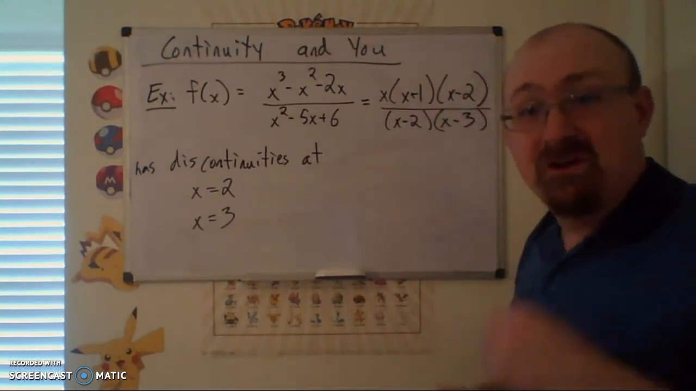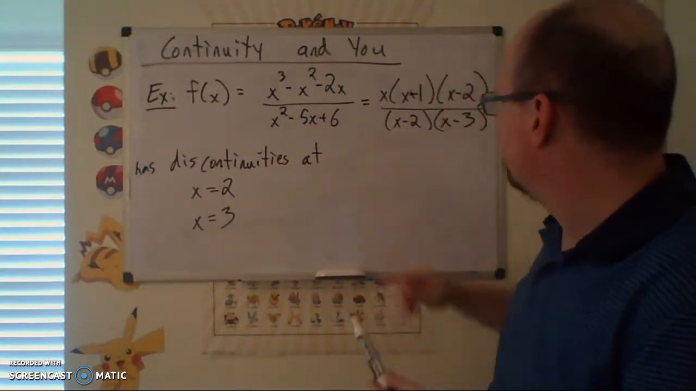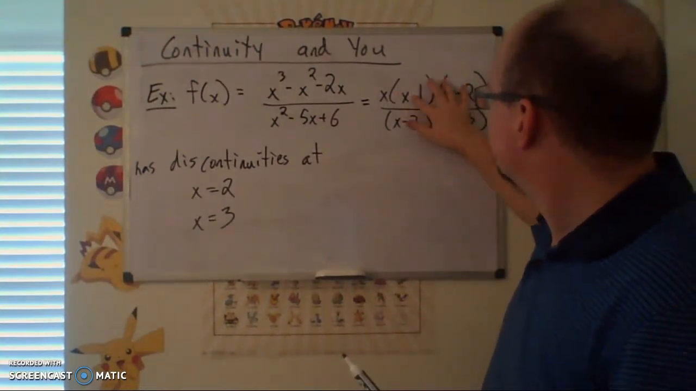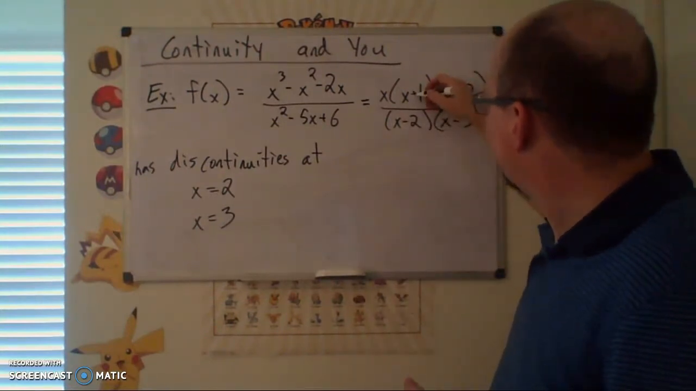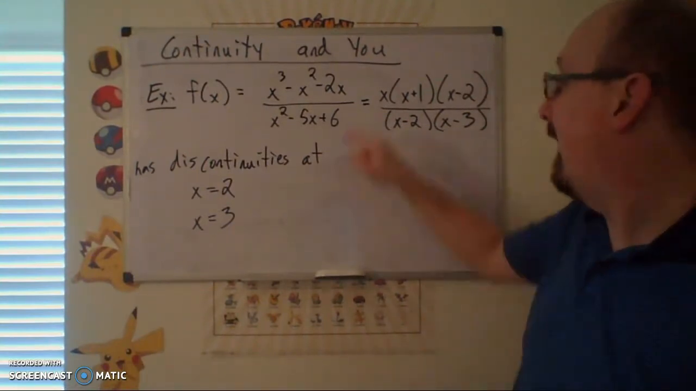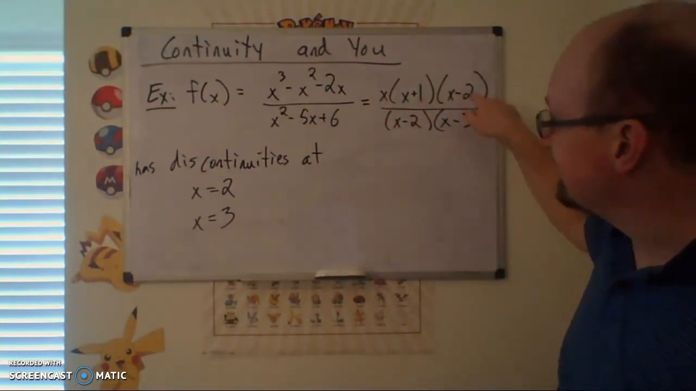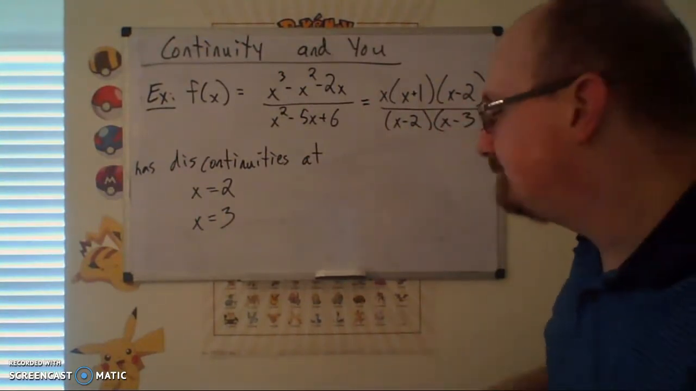You should be able to confirm that that's how that breaks down. That's one of the ugliest plus symbols I've written in the last 5 minutes. Still not great, but at least it looks moderately like a plus now. So x times x plus 1 times x minus 2, over x minus 2 times x minus 3.